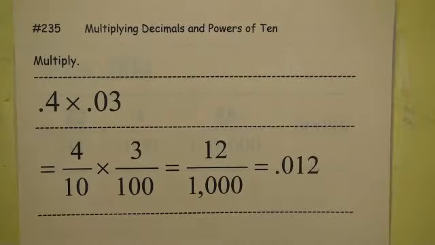Video number 235, multiplying decimals and powers of 10. Multiply, we're going to do 4/10 times 3/100ths.